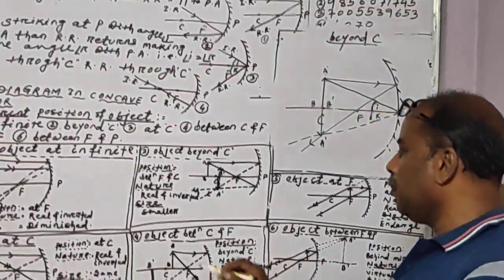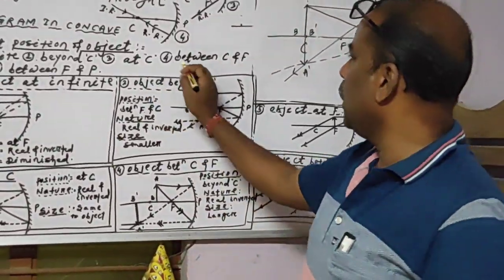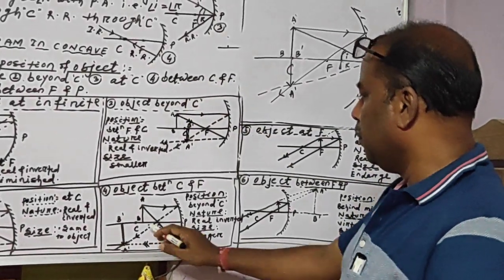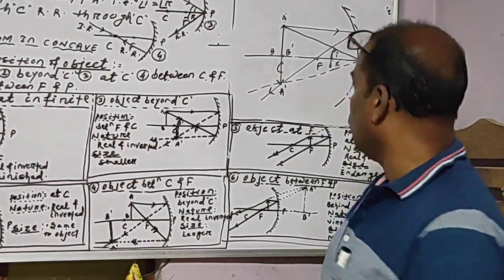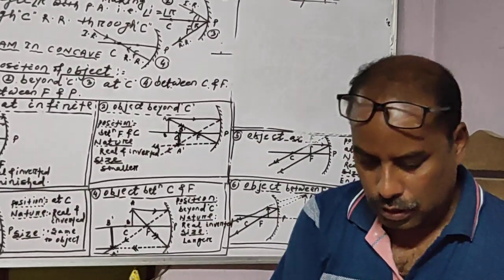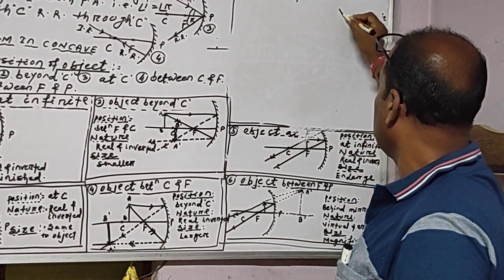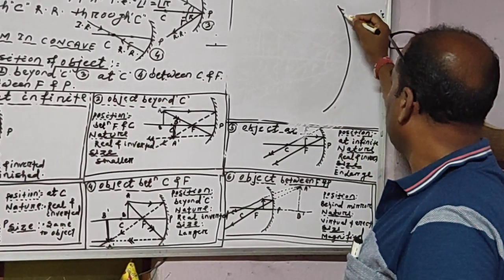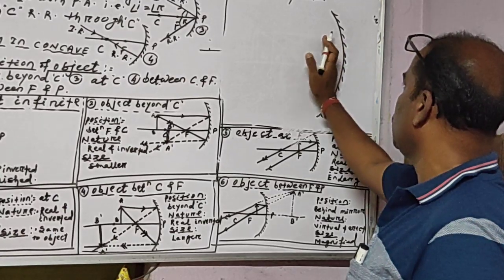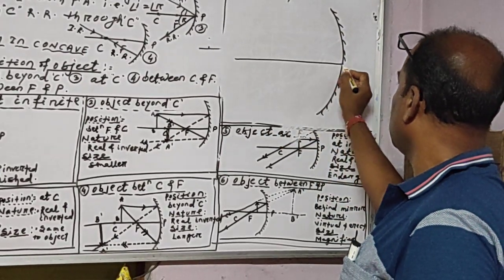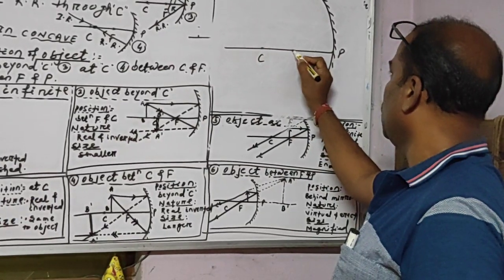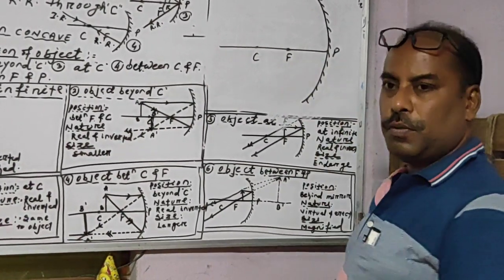Now we will come to number 4. Number 4 is what? Between C and F. This is the object position between C and F. For that we will go for a demo. See very carefully. First we have to set it to indicate a rough surface, a smooth surface. Mid part, this is P, the pole. Suppose this is C, center of curvature. Suppose this is F, principal focus.